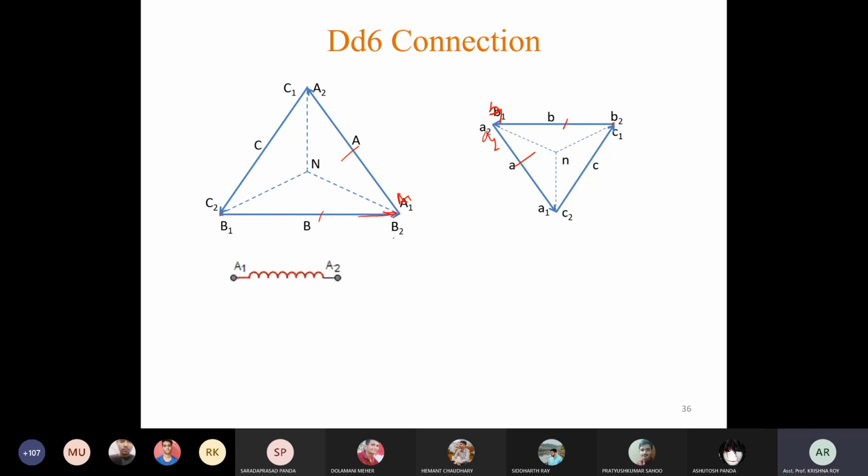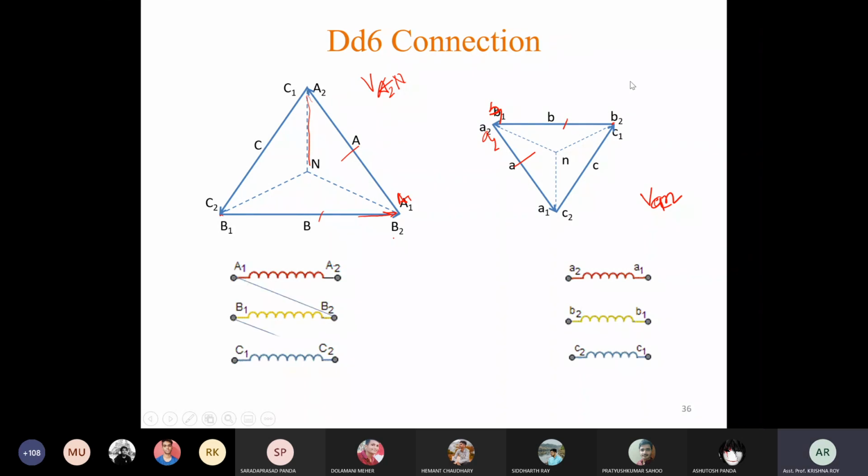Now see here, if we draw the imaginary star, then this line will be VAN or V2N. Now here this is VC1N, sorry, A1, because they are opposite in direction. Okay, so now draw the phasor connection diagram.